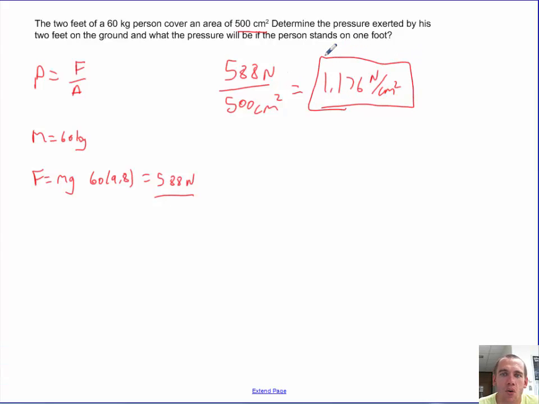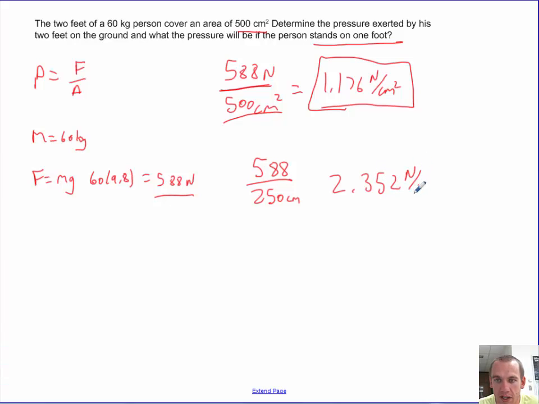Now it says determine the pressure if he stands on 1 foot. Well, he's still going to exert the same amount of force because that doesn't change his weight, but he's only going to exert it over half the area. So there's two ways of looking at this. You could say 588 over 250 square centimeters and get 2.352 newtons per square centimeter. Or you could say we're halving the area, which is going to double the pressure. So you could just take this number times 2 and also get 2.352 newtons per square centimeter.